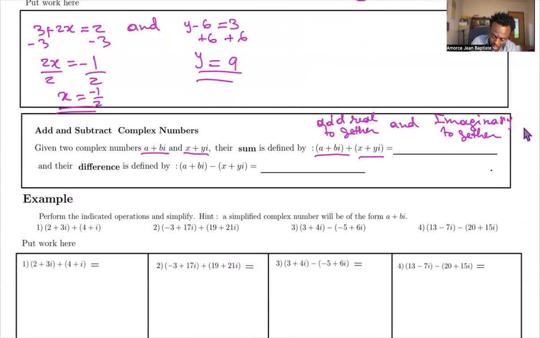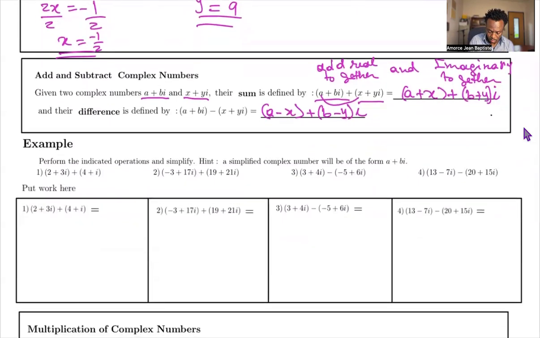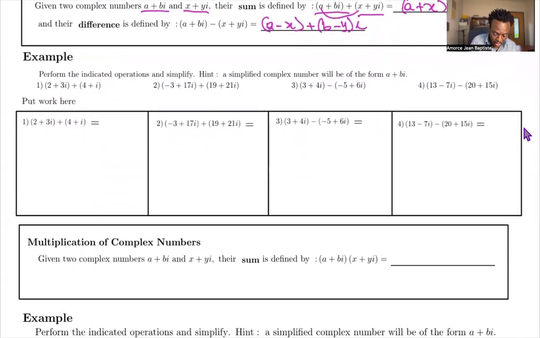So in this case, you would have a plus x plus b plus yi. And subtraction will be the same. That will be a minus x plus b minus yi.